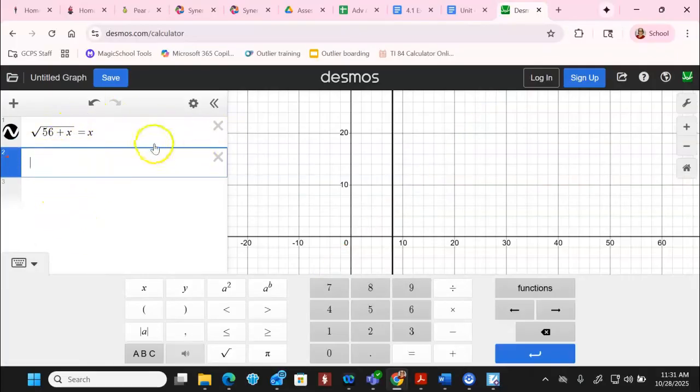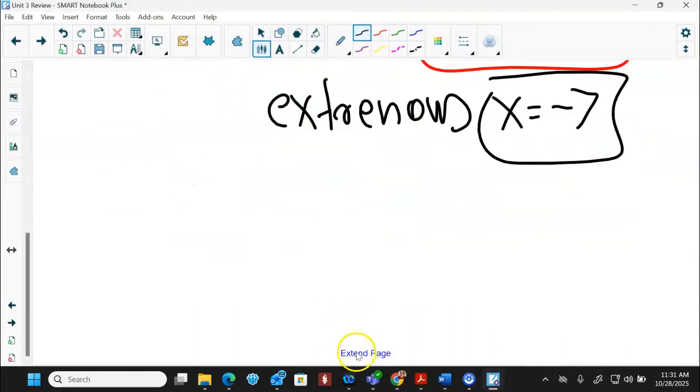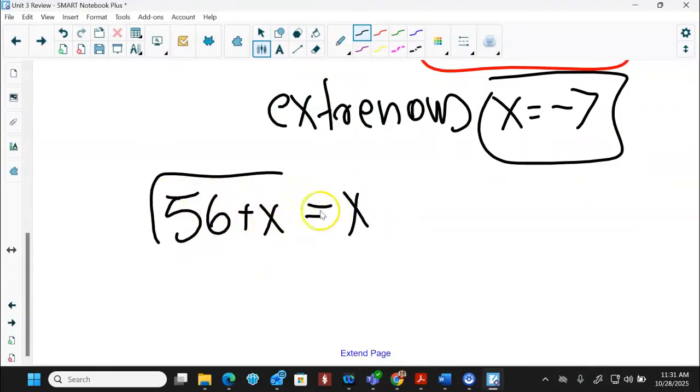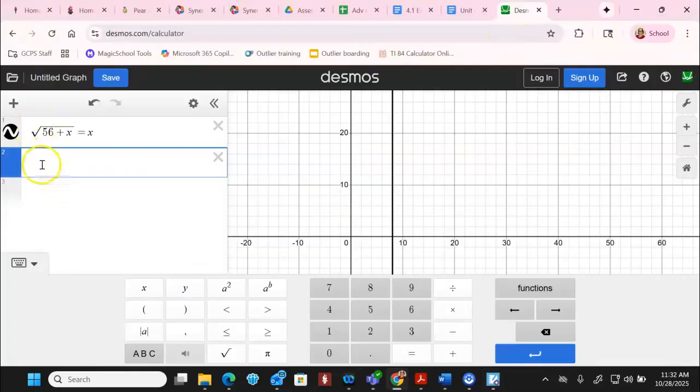And then on the second line, what you can do is, on one line, you plug in the actual question, 56 plus x equals x. That's on the first line. On the second line, you plug in the next step after you would square it, which means 56 plus x equals x squared. Okay, so if I do that, without the radical, and I make sure that I square the x, now you get both.